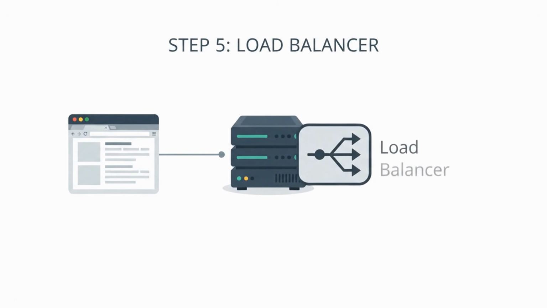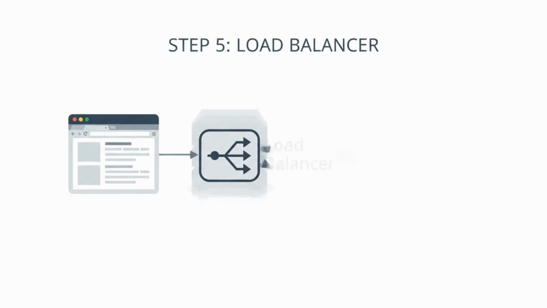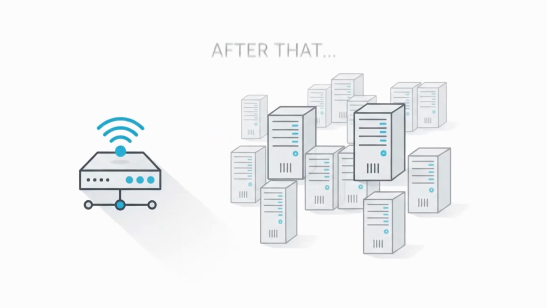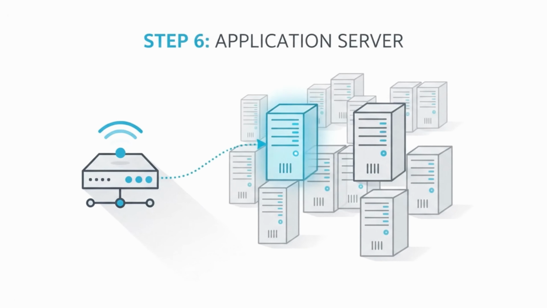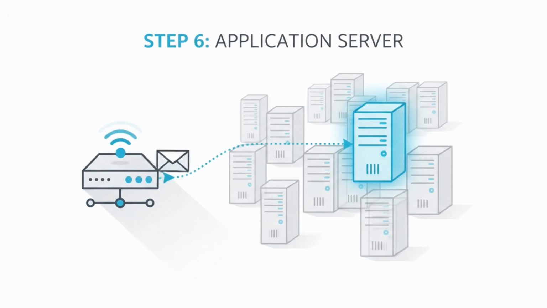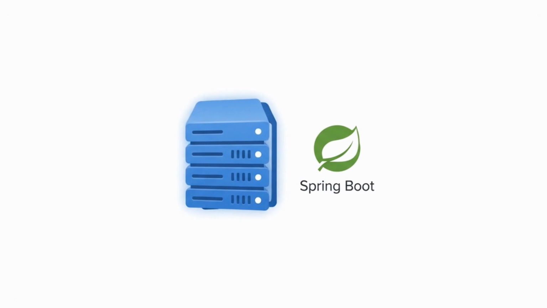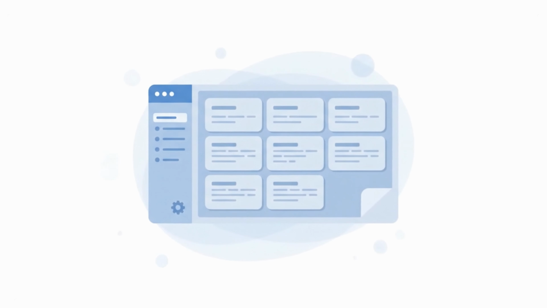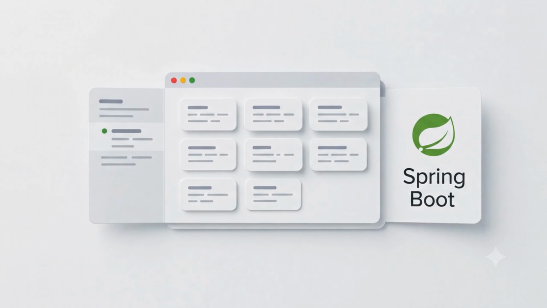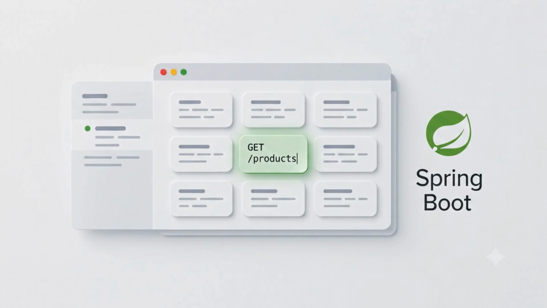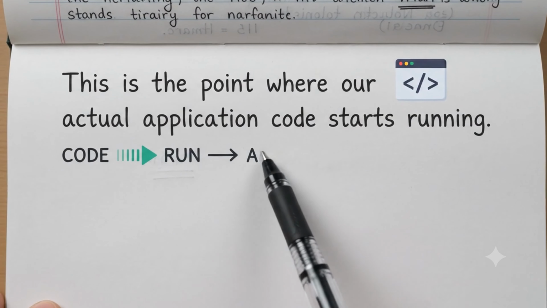In a real production environment, there is actually a load balancer sitting in front of your application, managing all the requests. After that, step 6, the application server. Now the request finally reaches our application. Let's say we are using Spring Boot. The application looks at the request GET /products and Spring's routing mechanism figures out which controller and method should handle it. After mapping, this is the point where our actual application code starts running.